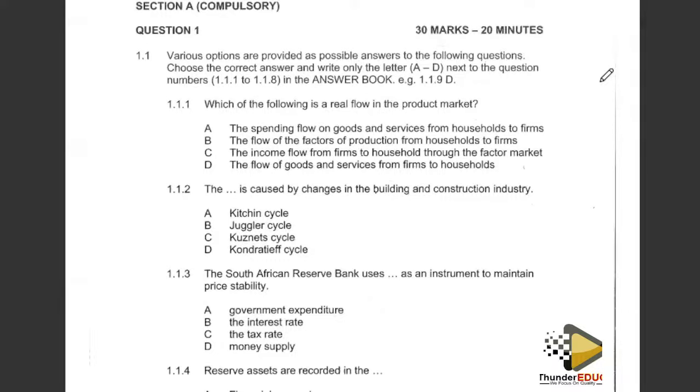So now it means that automatically we are left with what? We are left with D. And that makes D our answer. The best answer is the flow of goods and services from firms to households. Remember, I said that in order for you to master this, you should understand the concept. Since the product market is the platform where goods and services are being bought and sold, this calls for D as the correct option compared to other options.